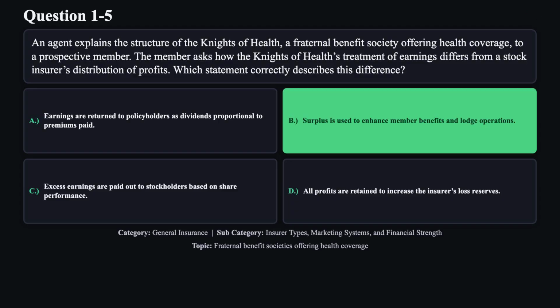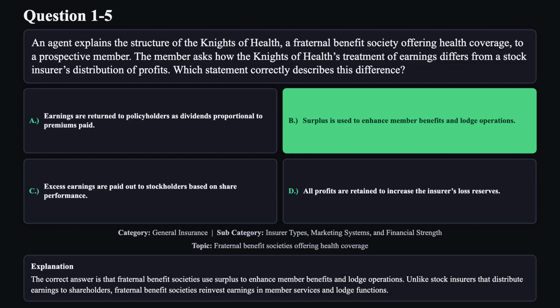The correct answer is B. The correct answer is that fraternal benefit societies use surplus to enhance member benefits and lodge operations. Unlike stock insurers that distribute earnings to shareholders, fraternal benefit societies reinvest earnings in member services and lodge functions.